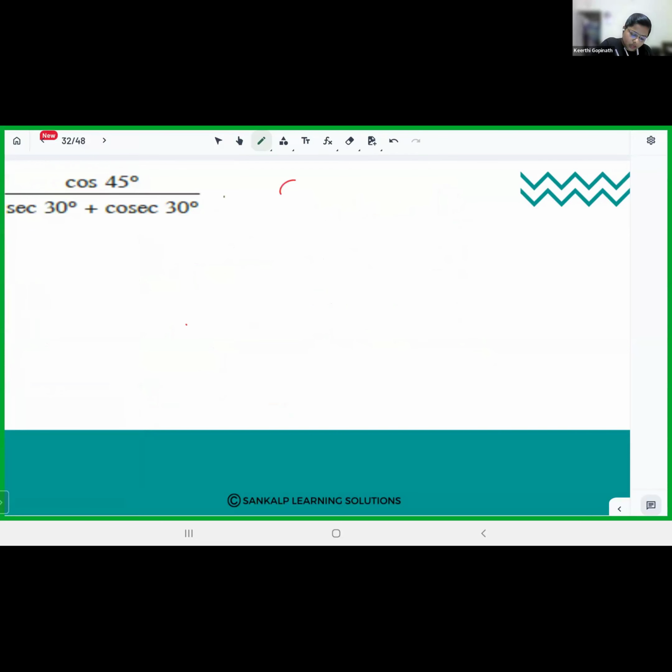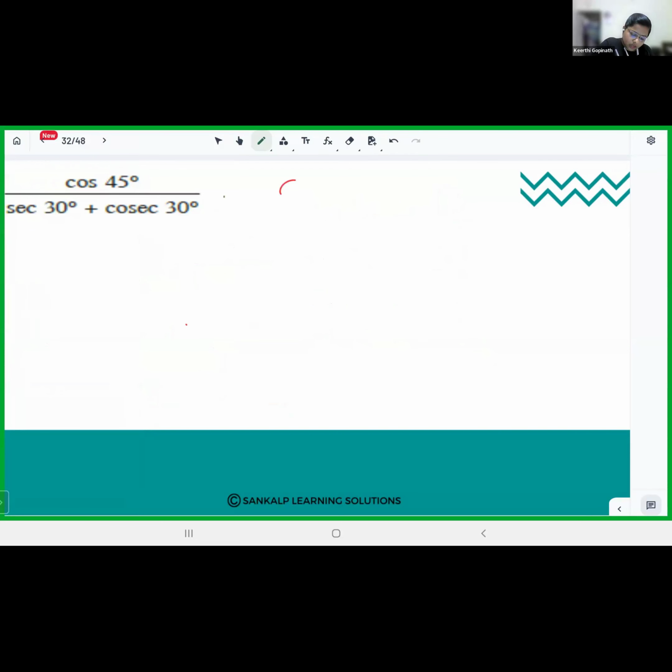All right. So here it is given sec 30. So I considered cos 30. The value of cos 30 is nothing but root 3 by 2. So you take the reciprocal of that in order to get sec 30. All right. Sec 30 is equal to 2 by root 3. So we obtain the value of that also. 2 by root 3.